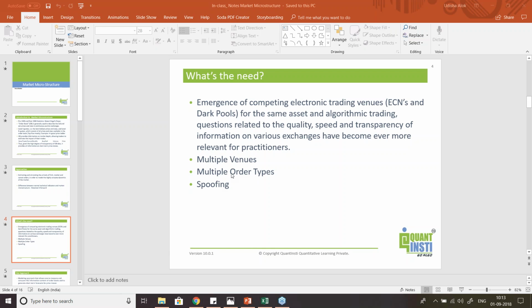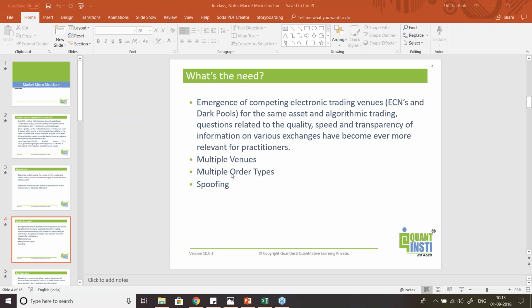Although dark pools are not there in India, or not legal in India, in the US you have dark pools. In US markets you can trade using dark pools. You can place your orders on the dark pools and get your data.